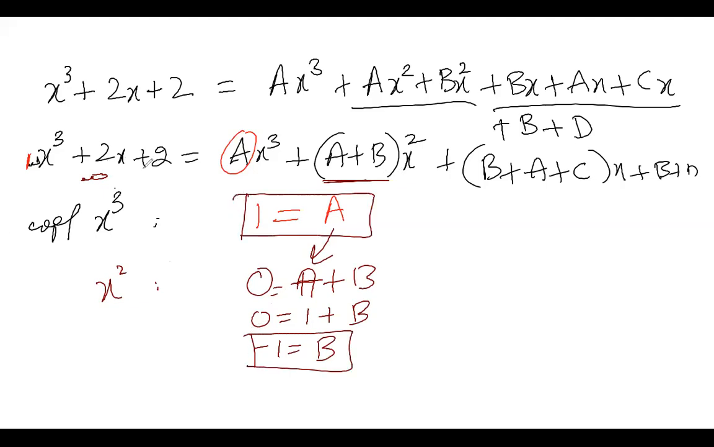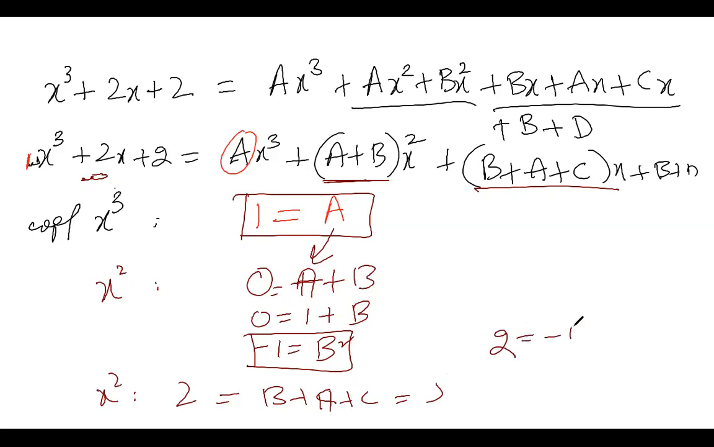Now comparing the coefficient of x. The coefficient of x is 2 here. Here the coefficient of x is b plus a plus c. Put the values of b and a, and you will get 2 is equal to minus 1 plus 1 plus c. This is cancelled, c is equal to 2.